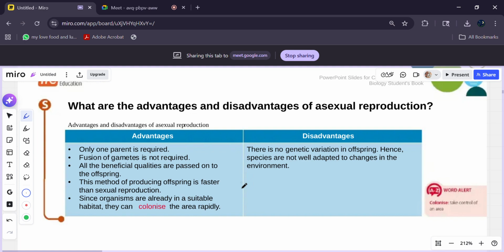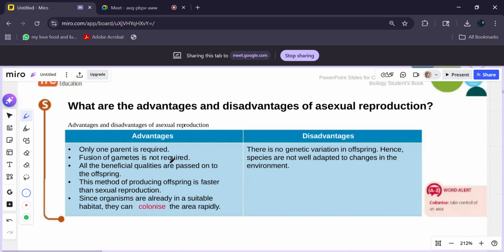Well, asexual reproduction can be important in many ways, because one, in asexual reproduction, only one plant is required. So you do not need two different plants to create a single plant, a baby plant, a new plant. Only one parent is needed, and fusion of gametes is not required. So that means they do not need to fuse reproductive cells together. All of the beneficial qualities are passed on to the offspring.